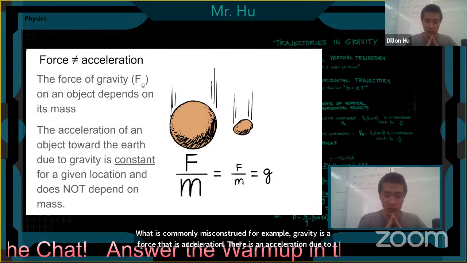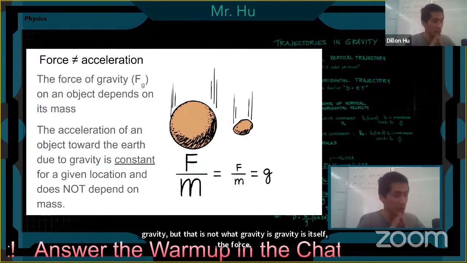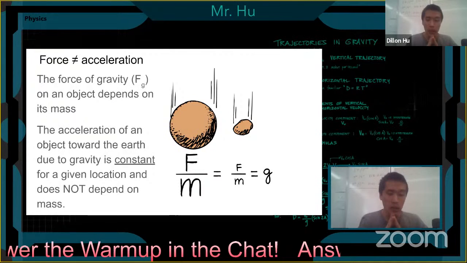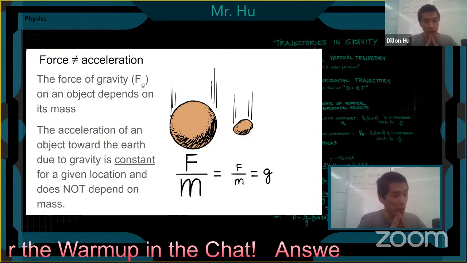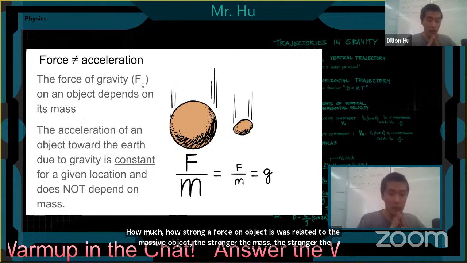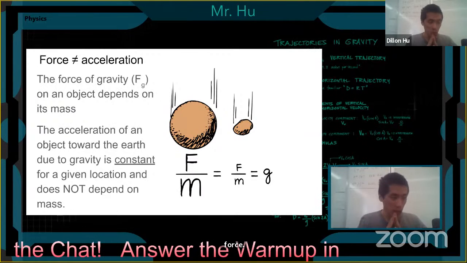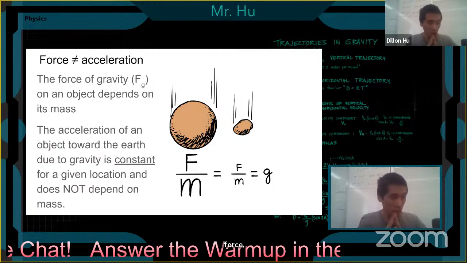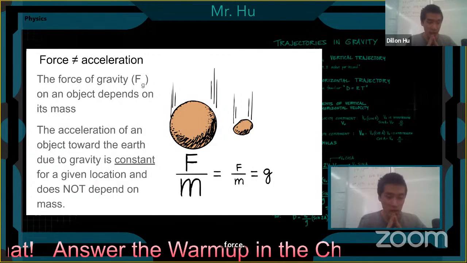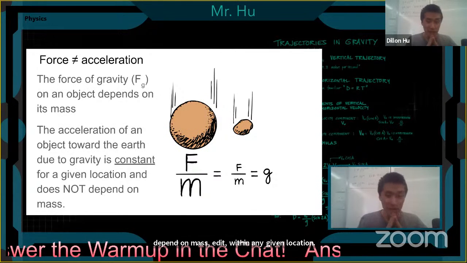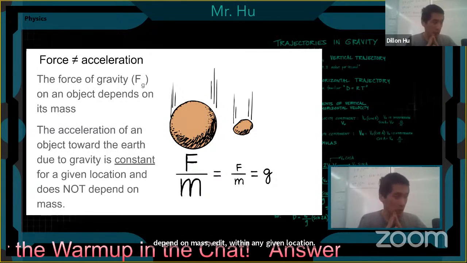Another thing that's also important is that the acceleration of an object due to gravity is constant, and it does not depend on mass. That's within any given location. This is only true for gravity. In other cases, different forces will give you different accelerations. But in the case of gravity, the gravitational acceleration is always constant. It's always g, 9.8 meters per second squared. So acceleration is always constant due to gravity. Force of gravity depends on the mass, and it's not the same as acceleration.